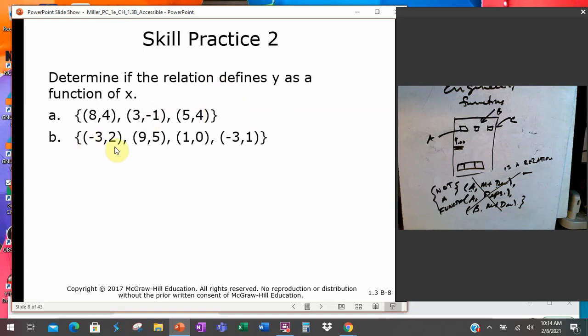Okay, negative 3 goes to 2, 9 goes to 5, 1 goes to 0, negative 3 goes to 1. Well, which one? If I give you the negative 3 as my input, there's my throttle. Do I get 20 miles per hour or do I get 10 miles per hour? Does it jerk back and forth? What does it do? This is not a good function. It's not things that we would use in engineering.